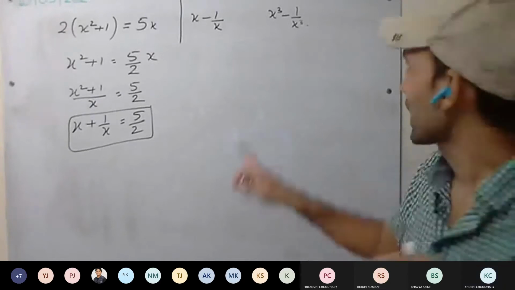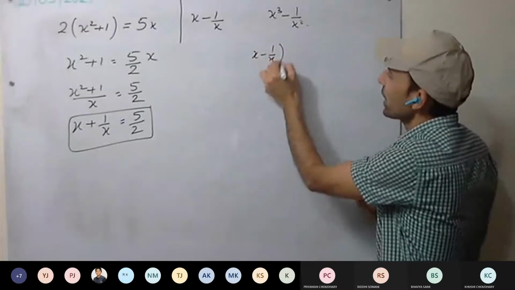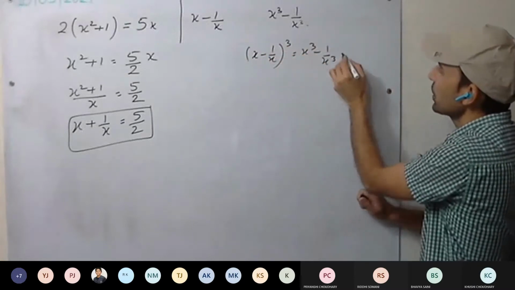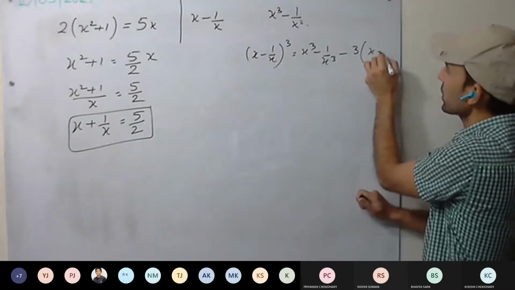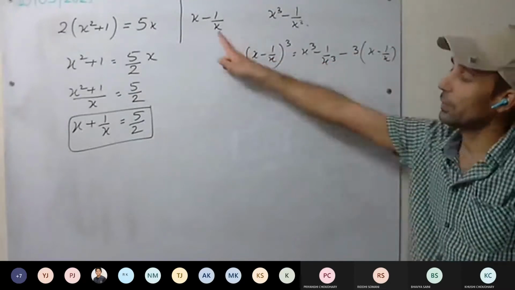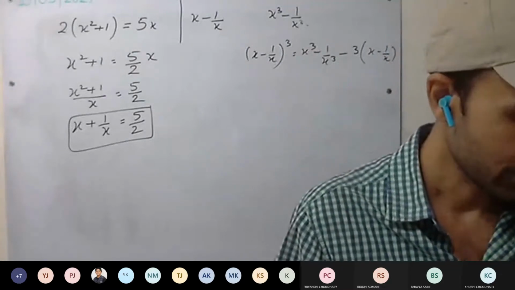Use that one. And this is nothing but x minus 1 upon x whole cube, which is x cube minus 1 upon x cube minus 3 times x minus 1 upon x. This we have to get its value, and its value we have from here. Understood? Okay, this question, I'll take 1 or 2 minutes more.